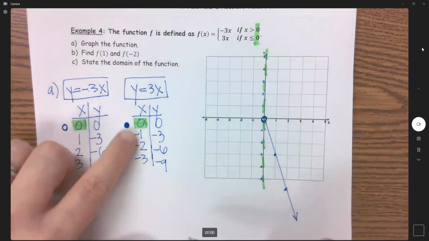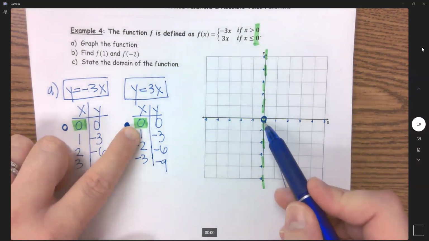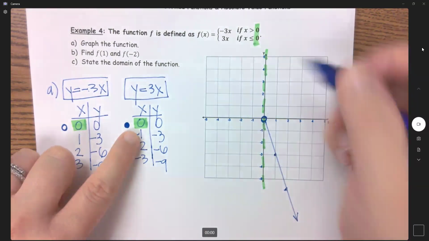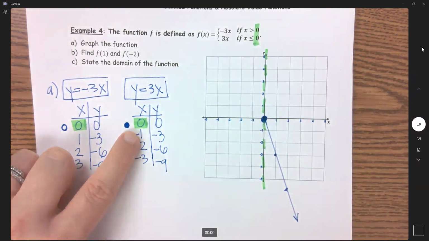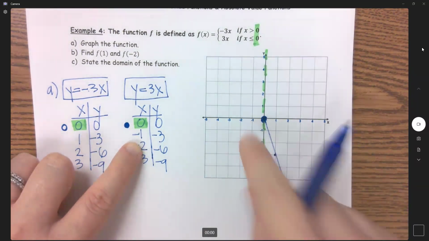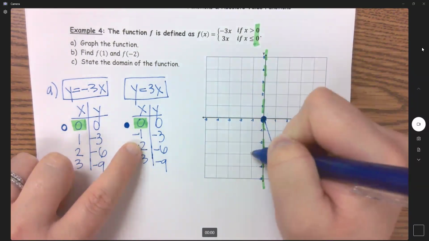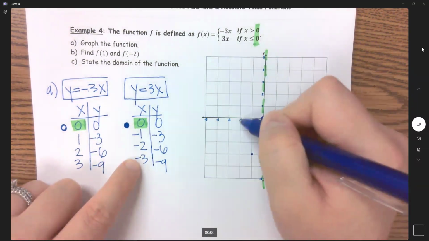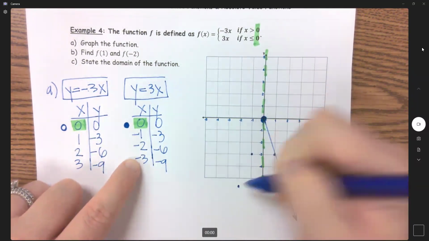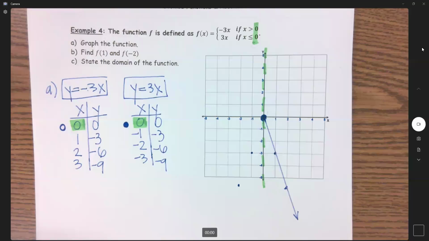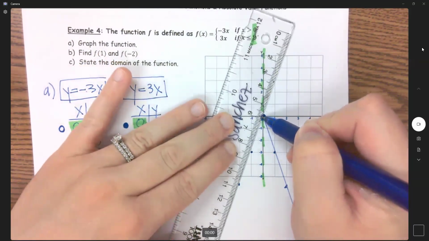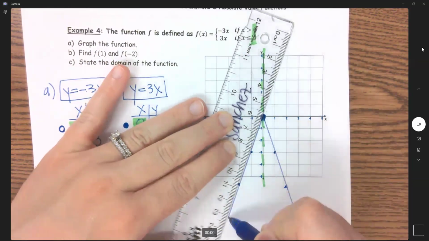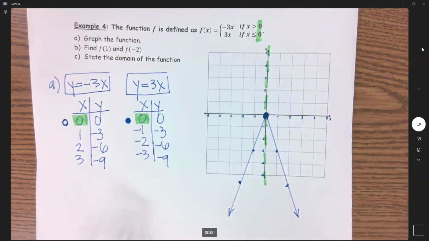So plot this as 0, 0. I'm going to put a closed circle. I already have an open circle here, so now we're just going to shade that in. Now we have negative 1, 3, and negative 2, 6. And I can't really fit that last point on there. So we'll go from this point through the rest of them.